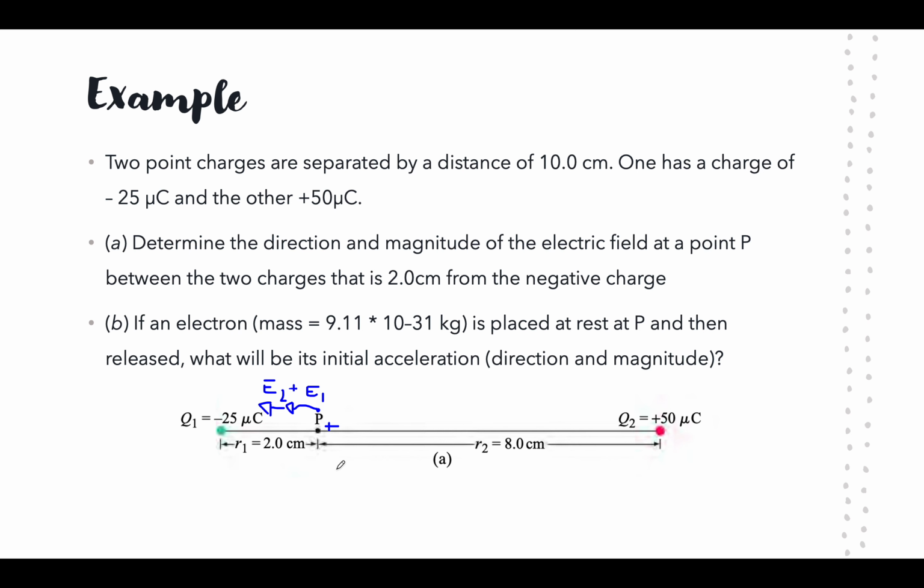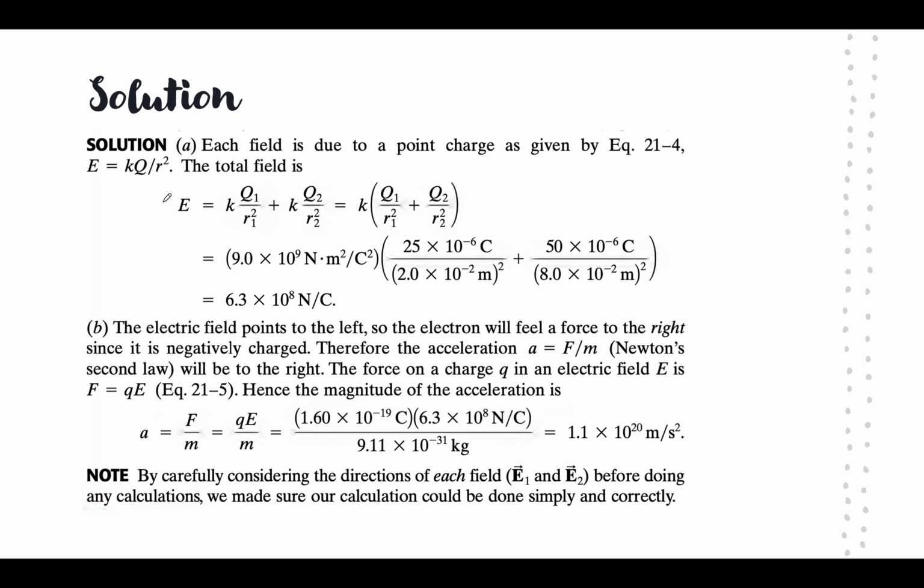All right, let's look at how your textbook solved it. We have both fields. They're both having the same direction, so we're adding the fields, as we said, and this would be that. This would be the magnitude of the electric field, and the direction would be to the left.